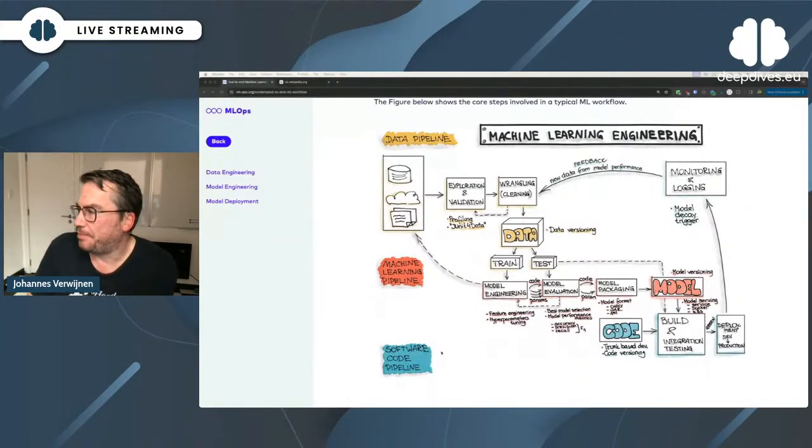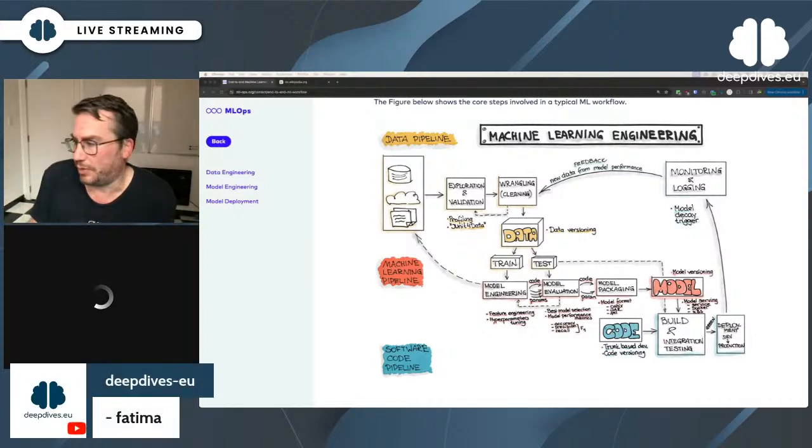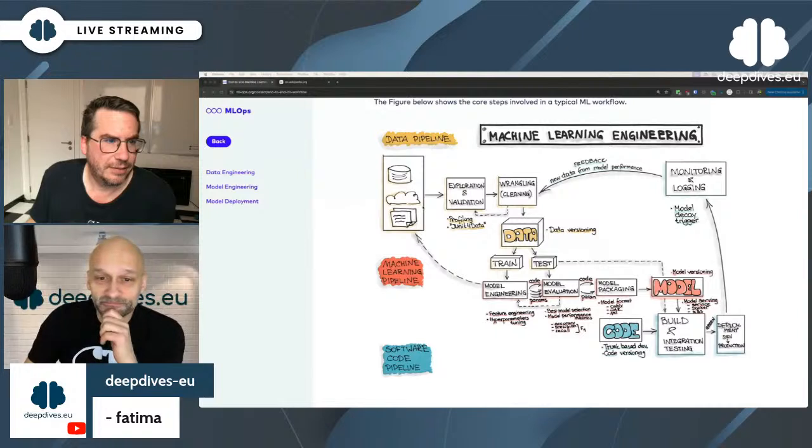MLOps is a way for us to move away from the idea of just doing machine learning as a project on single users' laptops and stuff, and moving towards a more structured methodology, similarly to what DevOps is using. And we can actually see some commonalities here. So we have this pipeline, where we have multiple pipelines, right?